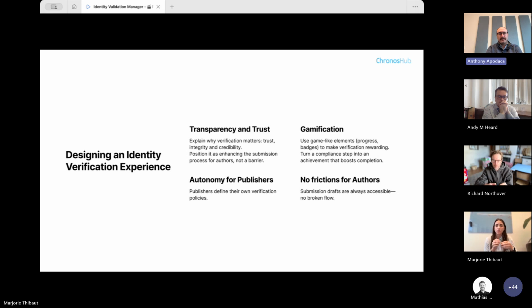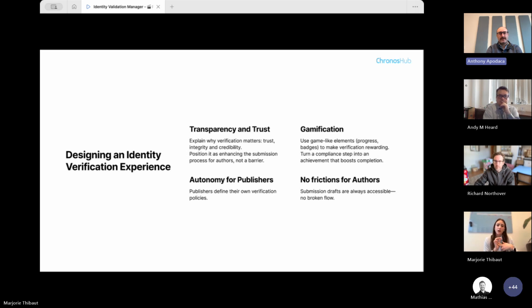The second one is that we want to add a gamification element. So gamification turns routine tasks into engaging challenges. By adding a progress bar, for example, or badges or achievement milestones, we make identity verification feel like leveling up more than a barrier. Verified authors gain visibility and credibility, just like on social media, for example, with the badges, and this creates a sense of accomplishment and trust.